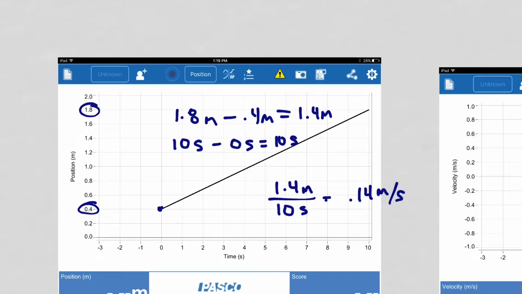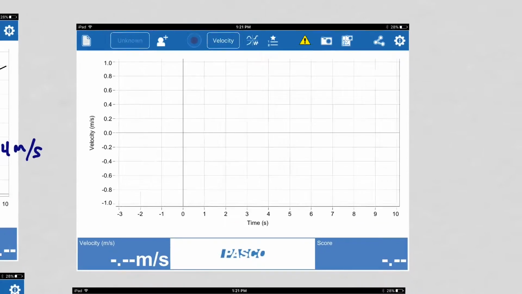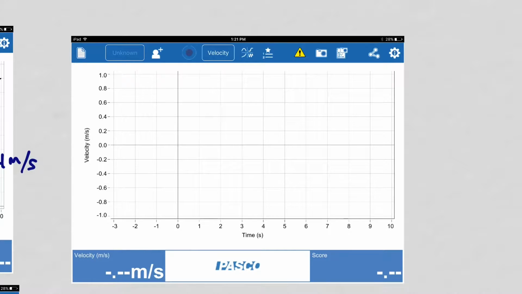Okay, so that is our constant velocity for this line. And again, we're moving away from the detector here, and you can see that it's a positive slope of this line. So our velocity versus time graph is going to look like this, a straight line at 0.14 meters per second.